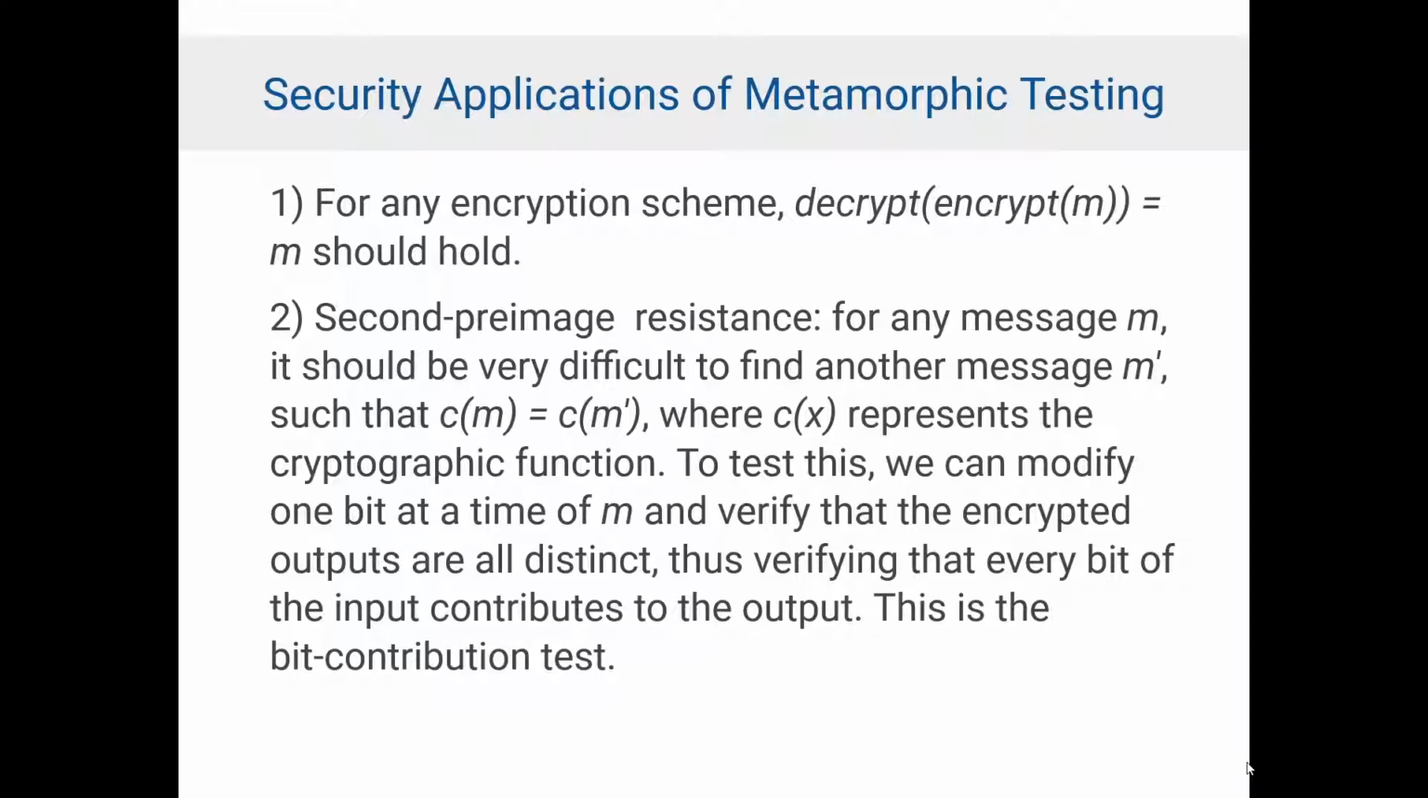The second metamorphic relation focuses on second preimage resistance, which says that the encrypted version of a message M should be very hard to reproduce by encrypting any other message which is distinct from M. And so to test this, or one way they tested this, is to modify one bit at a time of M and encrypt it, and simply verify that all the encrypted outputs are distinct from each other, and thus verifying that flipping a single bit is not sufficient for an attacker to create a corresponding equal output.